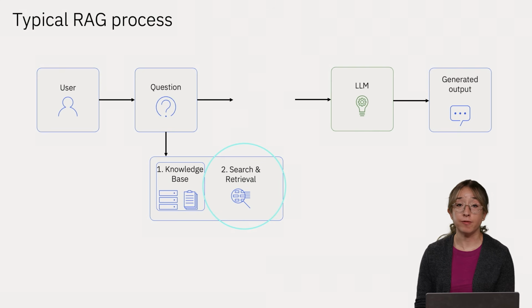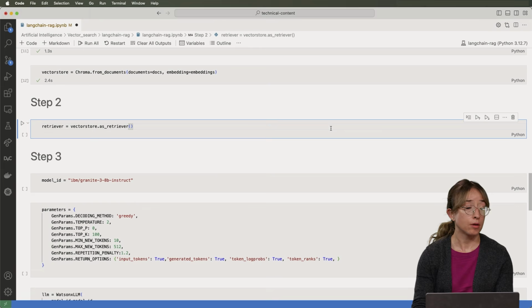For step 2, we'll set up our vector store as a retriever. The retrieved information from the vector store, the content from the URLs, serves as additional context that the LLM will use to generate a response later in step 4. Code-wise, all we need to do is set up our vector store as retriever.